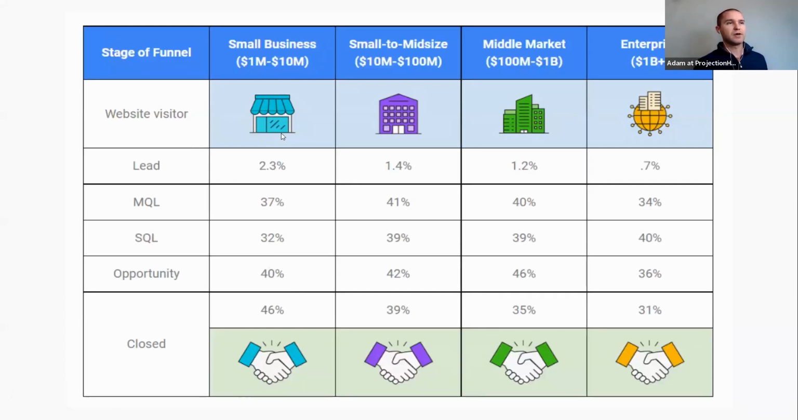But you can see, okay, if we have a website visitor, so let's say we know we are going to have to pay $1 to get a website visitor. We know that 2.3% are going to be leads, what they're calling leads. Then of that 2.3%, 37% will become a marketing qualified lead, 32% a sales qualified lead, 40% an opportunity, and then 46% of those will close into becoming customers.